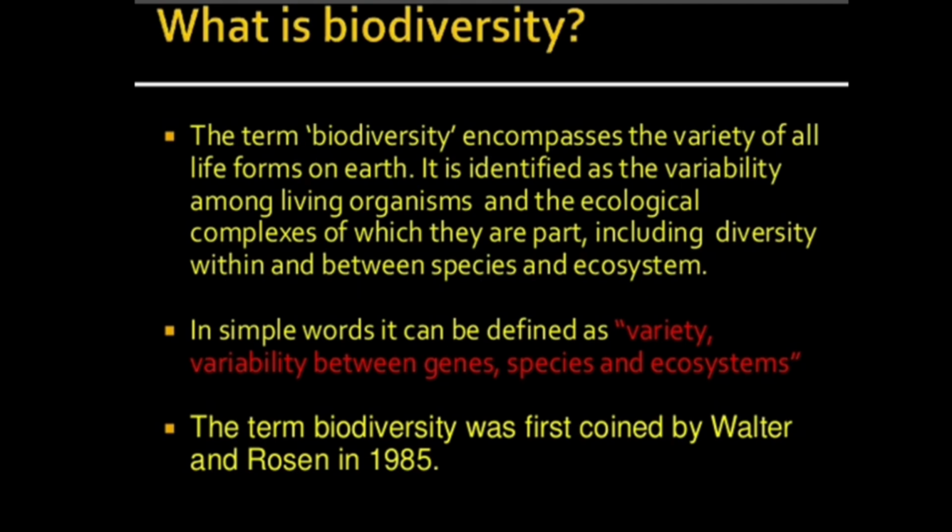It is identified as the variability among living organisms and the ecological complexes of which they are part, including diversity within and between species and ecosystem. In simple words, it is variability between genes, species, and ecosystems. The term biodiversity was coined by Walter and Rosen in 1985.